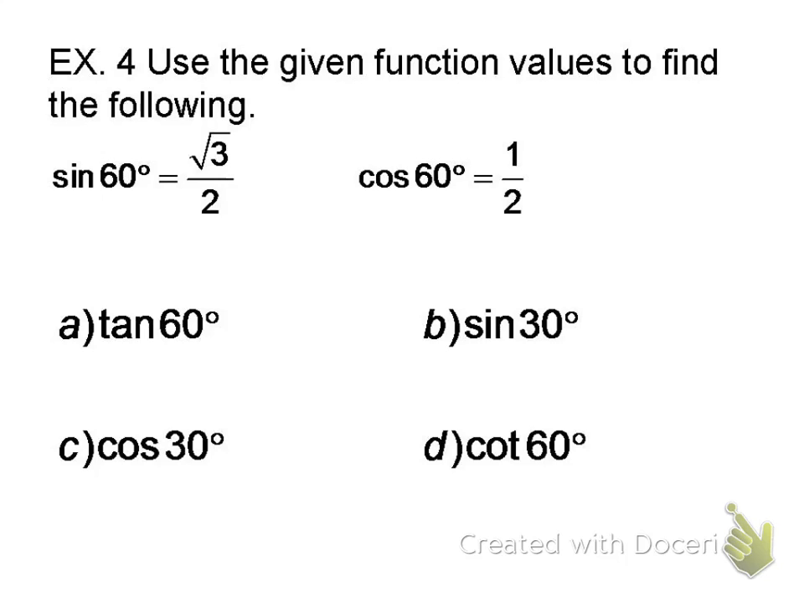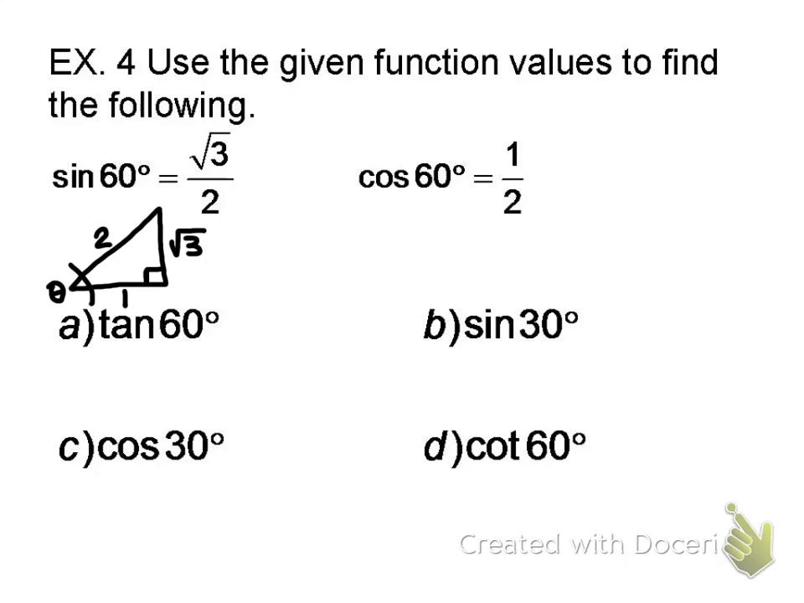Okay, number 4 wants us to use the given function values to find the other function values. So they're telling us that the sine of a 60-degree angle is the square root of 3 over 2, and the cosine of a 60-degree angle is 1 over 2. So with this information, I can draw a right triangle and label the sides. So if I go ahead, I can put that the opposite side is the square root of 3, and the hypotenuse is 2, that's from the sine. And then using cosine, adjacent is 1 over the hypotenuse is still 2. So I have all 3 sides of my right triangle.